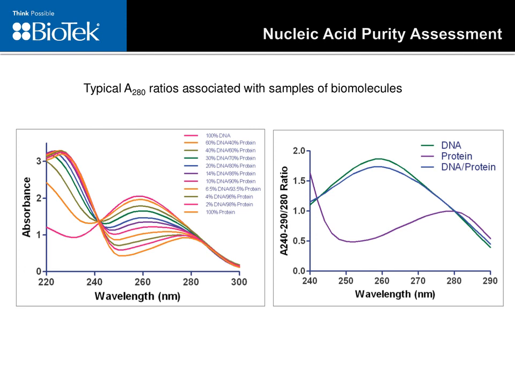If we look at the right-hand image, again we can look at those different ratios and how they change over the wavelength, and we can see significant differences. Again, these measurements were taken at 1 nanometer intervals ranging from 240 to 290 nanometers, and they're all normalized to 1 centimeter. The samples are of purified DNA, protein, or DNA mixture, 60-40. And all the ratios were calculated by dividing each wavelength by the A280 nanometers.